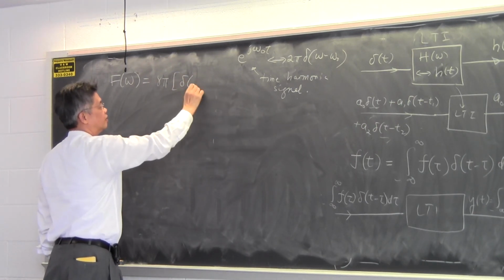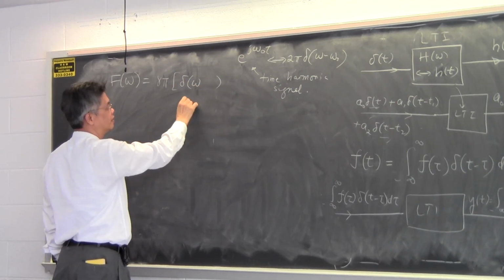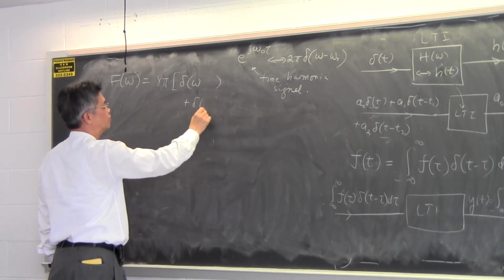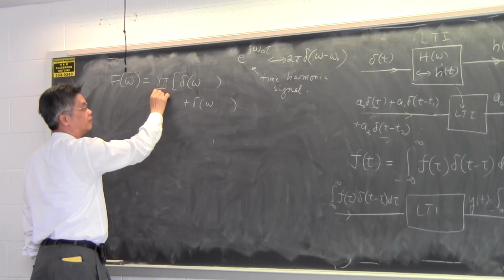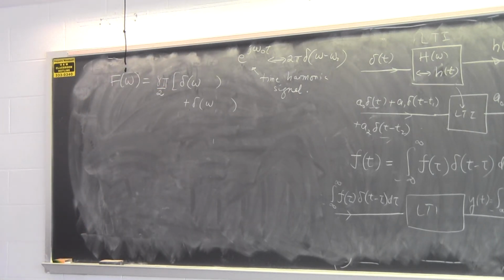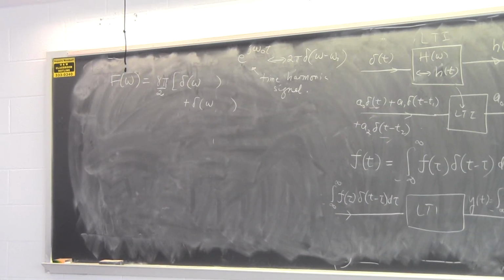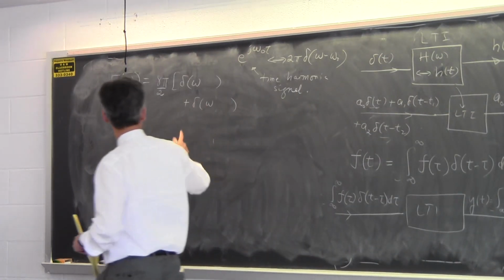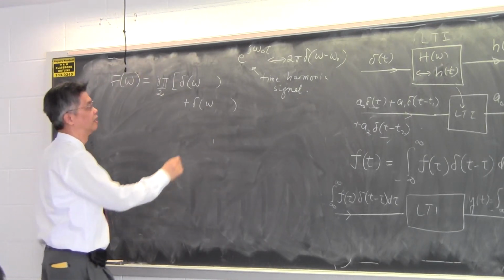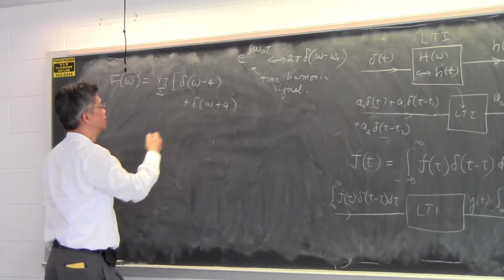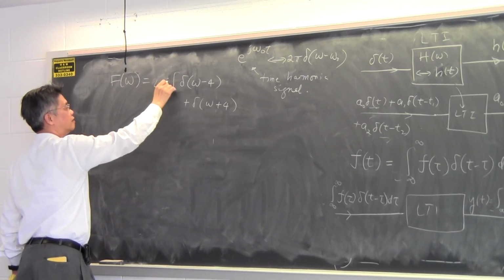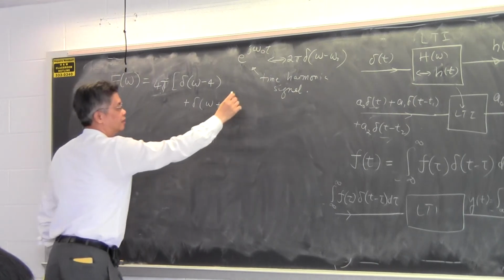Delta of omega minus something, and then delta of omega plus something, and then I have to put a 2 somewhere, because I have to convert my cosine into the half sum of two exponential functions, e to the minus j 4t plus e to the j 4t. I have to convert this to that, right? So what do you think I should plug in there? Minus 4 and plus 4. So this should be actually 4 pi. That is the first term. What about the second term?